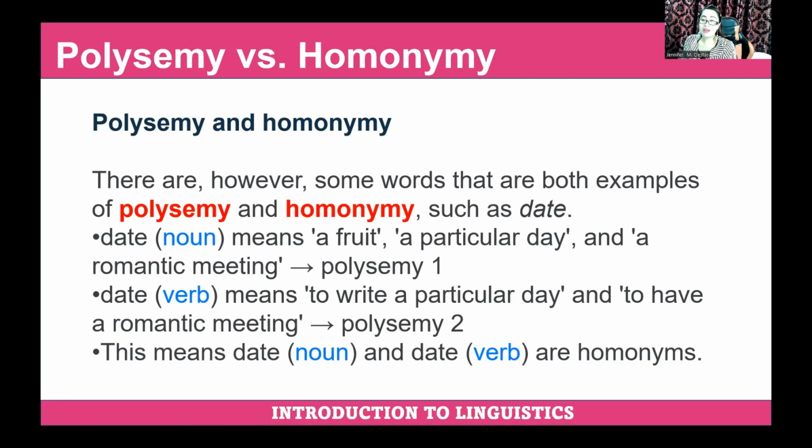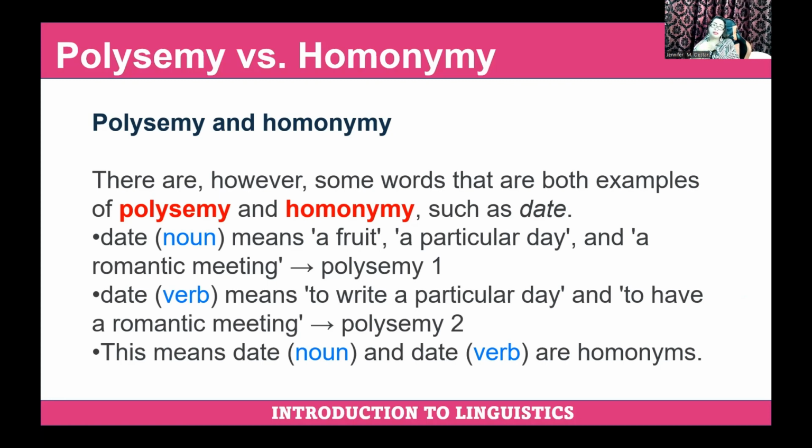Tignan natin. There are, however, some words that are both examples of polysemy and homonymy, such as date. Date is a noun, means a fruit, a particular day, and a romantic meeting. That's the first polysemy. Date. Tama nga naman. Pwede siyang prutas, pwede siyang araw, or petsa, or isang romantic meeting, a date. Sa ikalawang example natin, date is a verb. It means to write a particular day, to have a romantic meeting, polysemy too.